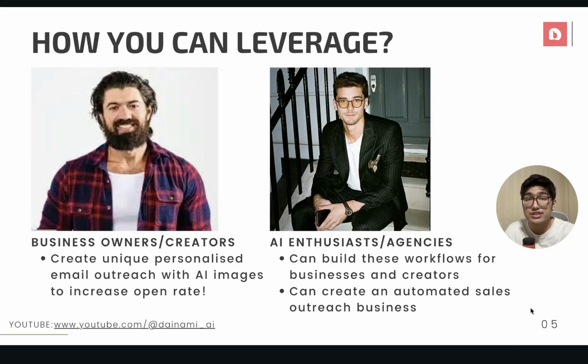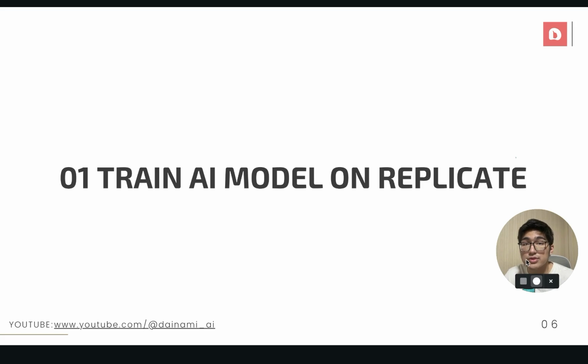And so how can you leverage this workflow, right? Firstly, if you're watching this video, I believe you fall into one of these two categories. One, as a business owner and a creator, right? If you fall into this category, you will be able to create unique personalized email outreach with AI images to increase open rate and stand out from the crowd. However, if you fall into the other category as an AI enthusiast or an agency, you could also build these workflows for businesses and creators. You could also use this to create an automated sales outreach business. So the sky is really the limit here, and this workflow is just the base to all of it. And so without further ado, let's get into our first step to train our AI model on Replicate.